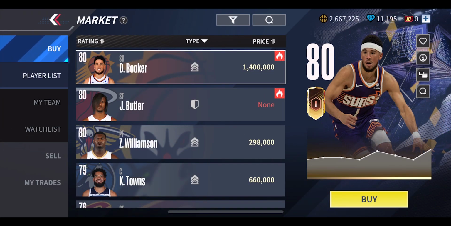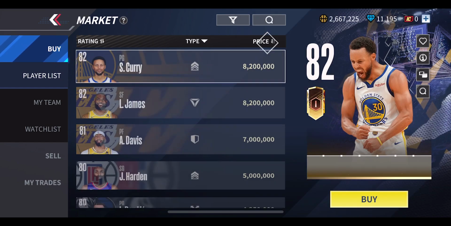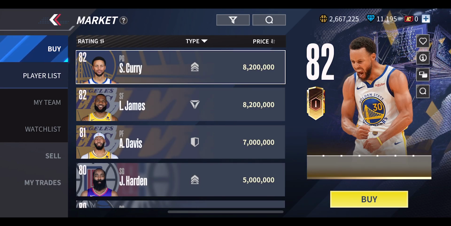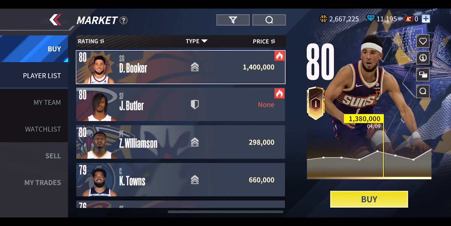Now this is the first screen that is going to show you on the market. You can filter players by their rating. You can also go onto their type, which I'll go into a little bit later, and also their price. You'll notice each player comes with their own graph, and this is basically their price over time.